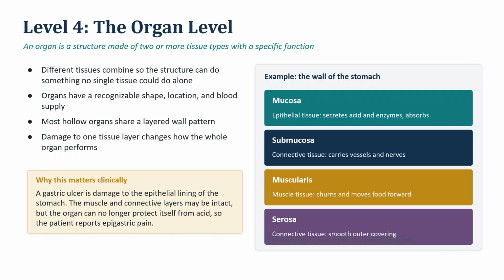And nervous tissue runs throughout, coordinating secretion and motility. 4 tissue types, 1 organ, 1 coordinated job. Now think about what happens when one layer fails.